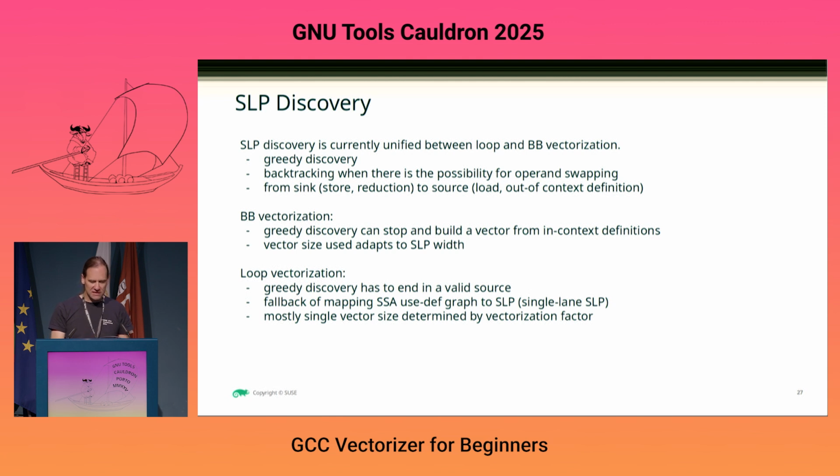For loop vectorization, the SLP build may not fail, because we can't just vectorize half of the loop with loop vectorization. But for basic block vectorization, at each point we in the end decide, well, okay, we can't extend the SLP graph any further. We can basically construct a vector from the scalar SSA defs, and we hope for costing to later reject when we do this too much.